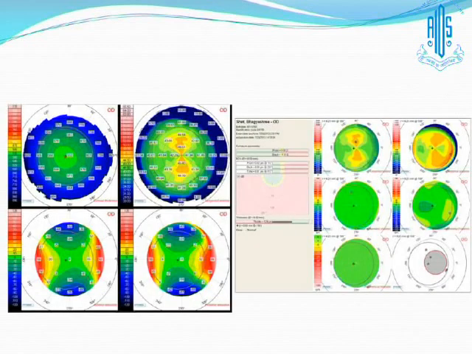Yeah, here this is the pachymetry map, and this is the curvature, the keratometry map, where you see the symmetric bow tie. This is anterior elevation, this is the posterior elevation, both look normal.